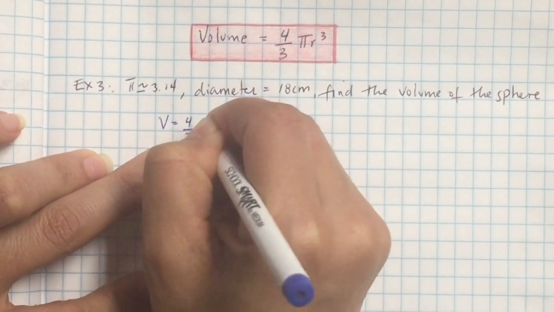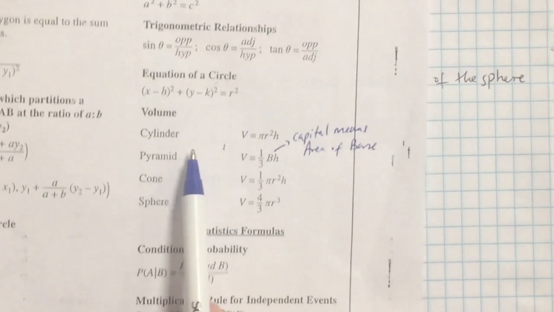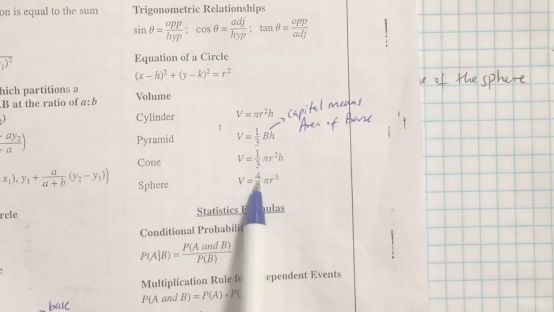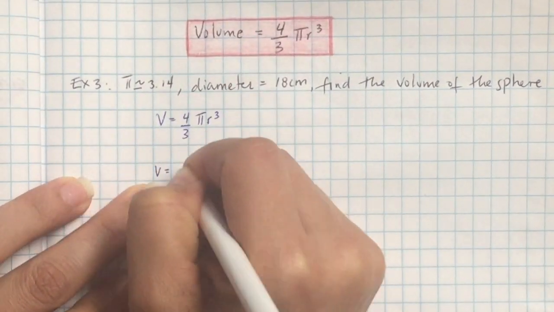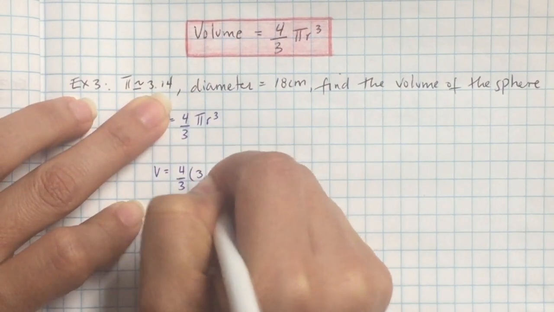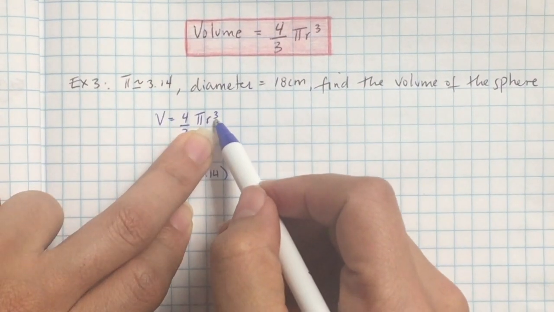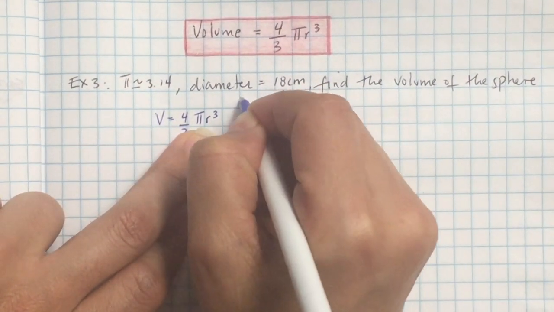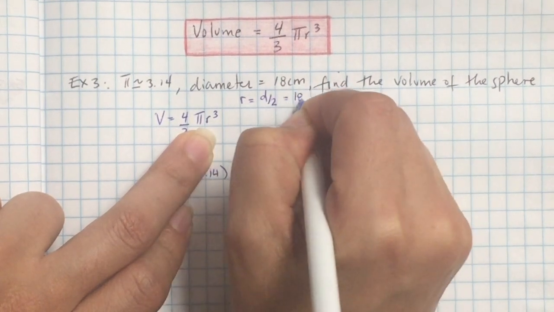Volume equals 4 over 3 pi r cubed. And all of those volumes are right here. So volume of sphere is right there. Plug in the numbers. V equals 4 over 3. What's pi? 3.14. What's the radius? Well, given the diameter is 18, how do I find the radius? Divide by 2. So that's going to give me 9.